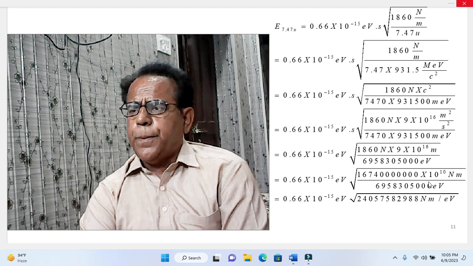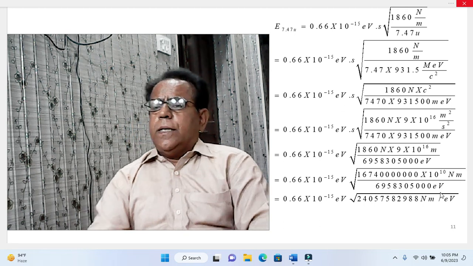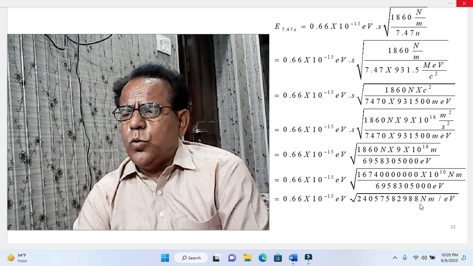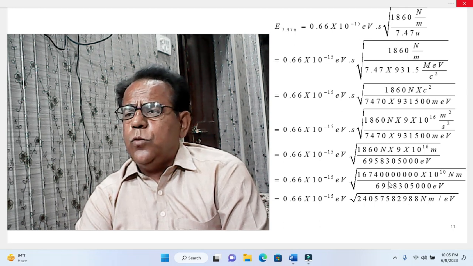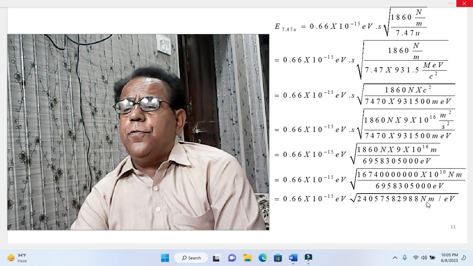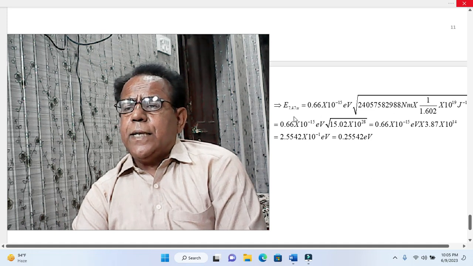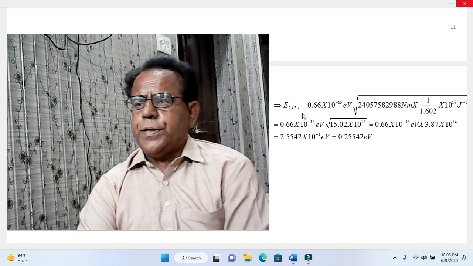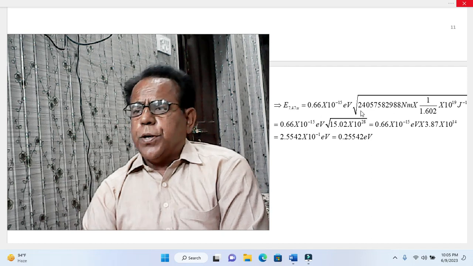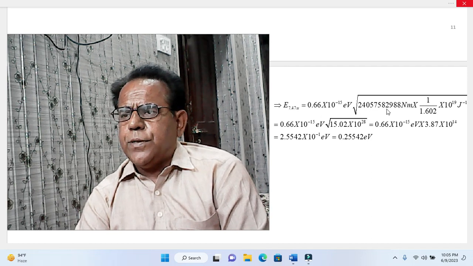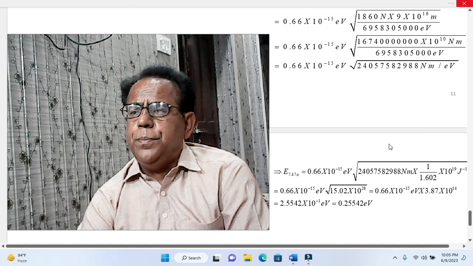Moreover, dear students, Newton meter over electron volt. Next, no change in this value, Newton meter over electron volt. We have just simplified these two values, and Newton meter over electron volt is in this form. This implies that E, that is vibrational energy, 7.47u, is equal to 0.6 into 10 to the power minus 15 electron volt into 2405758298 Newton meter, into Newton meter over electron volt.